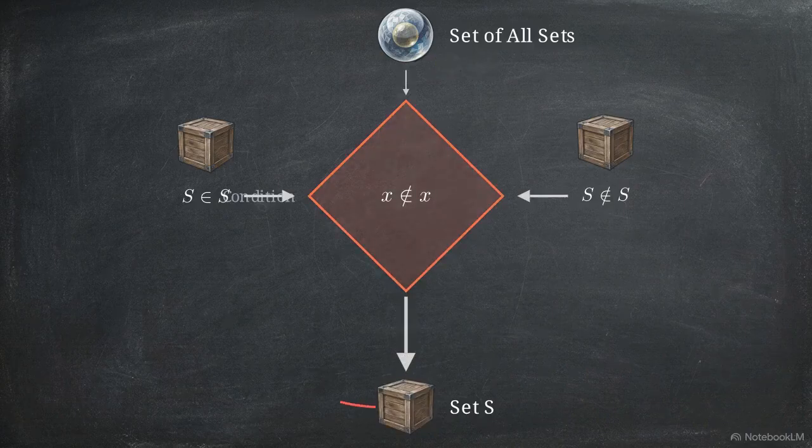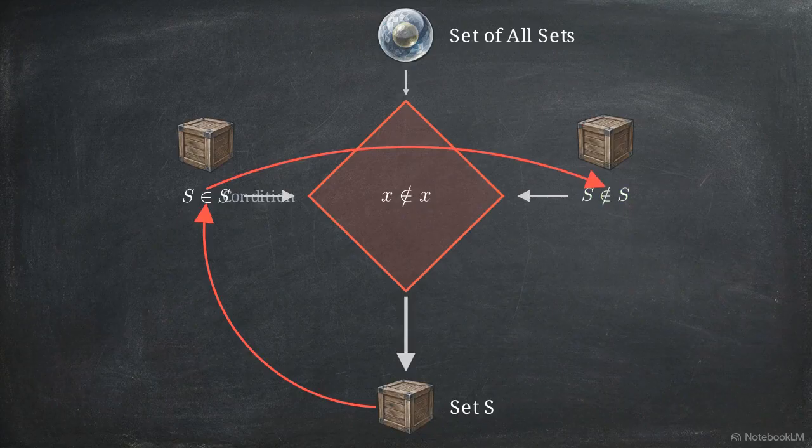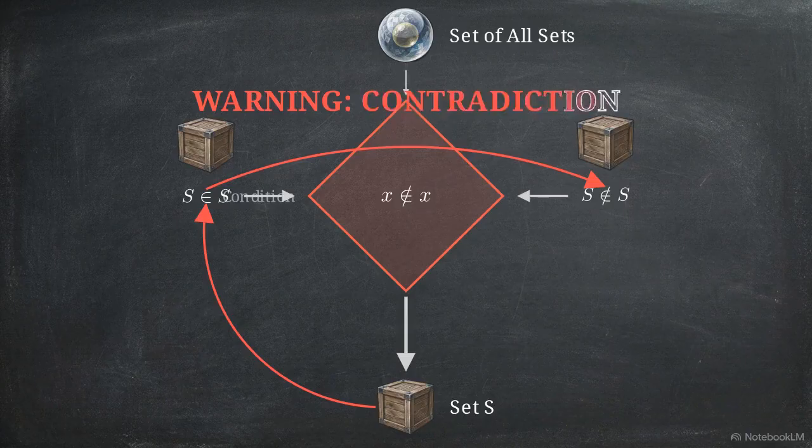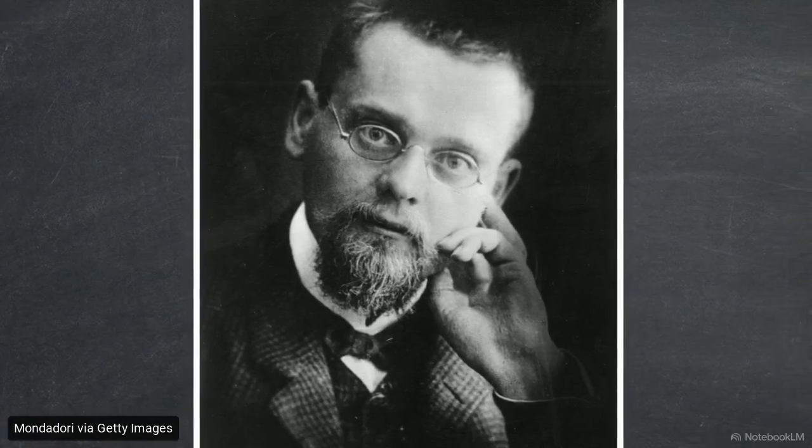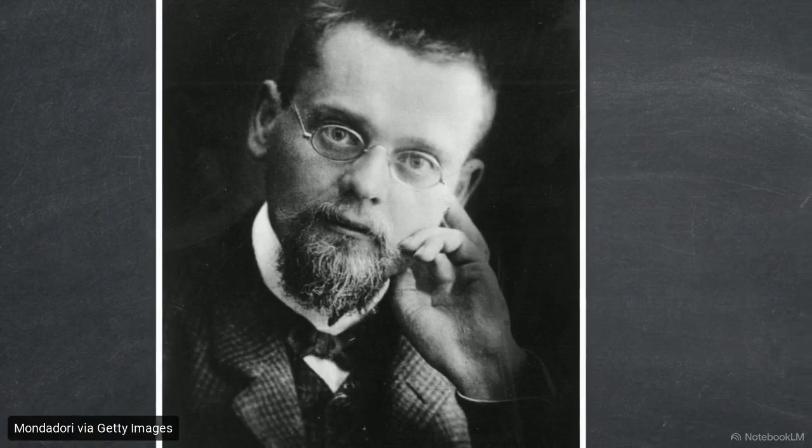So we test the alternative. Assume that S does not belong to S. If S does not belong to itself, it now perfectly satisfies the entry condition we defined. Because it satisfies the condition, it must be included in the subset. This means S does belong to S. The set can neither be a member of itself, nor can it fail to be a member of itself. This is Russell's paradox. Ernst Zermelo independently discovered this same logical inconsistency at roughly the same time.